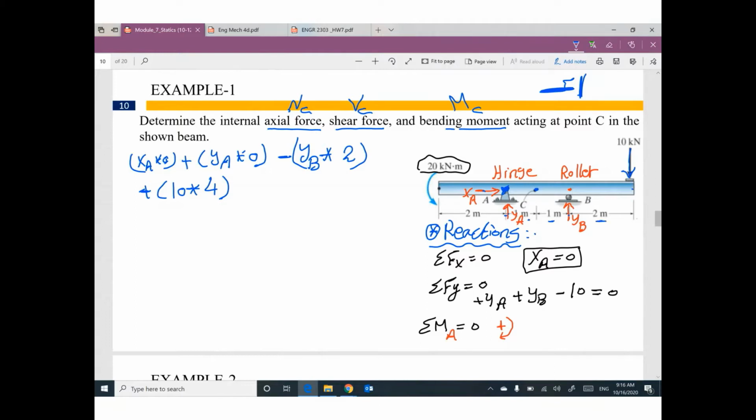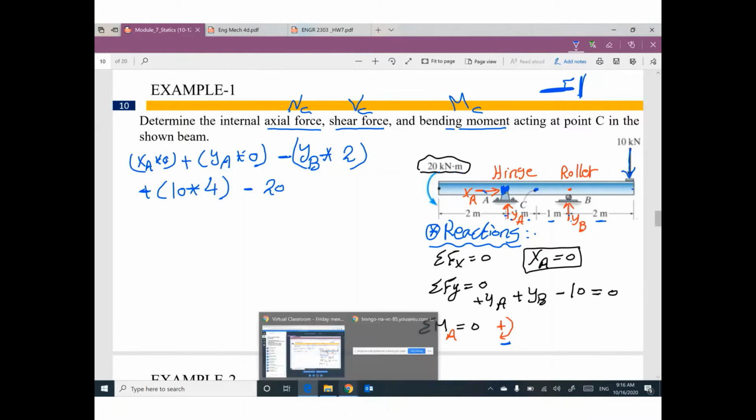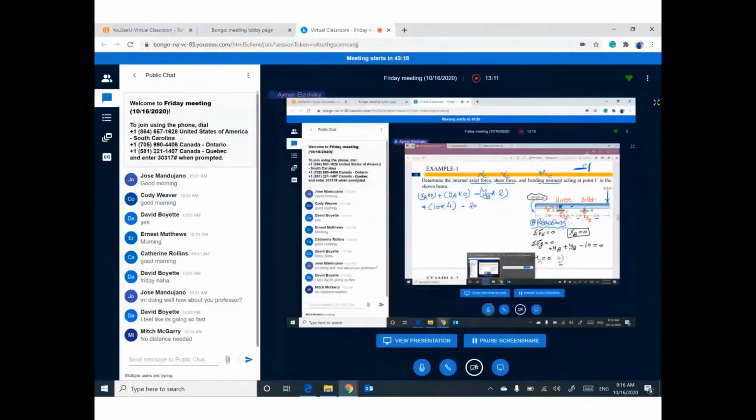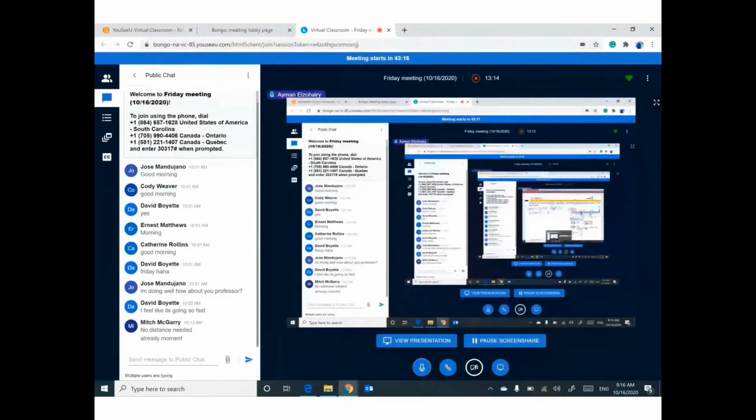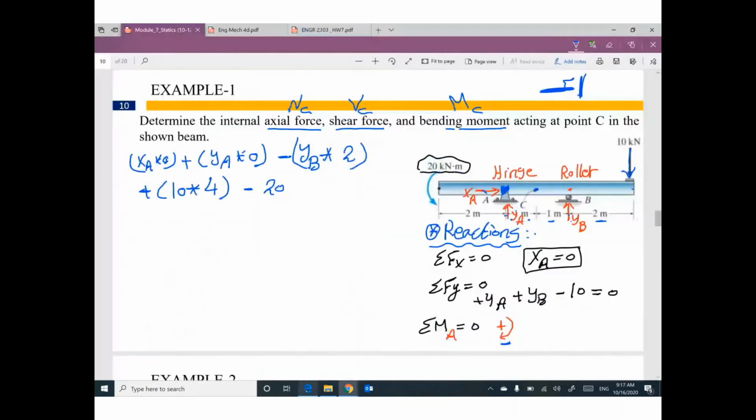What else? Please don't forget any. You included XA, YA, YB, and 10. What about 20? You have to include everything. 20 will be negative. It's opposite to your assumed positive direction. Can anybody tell me what is the distance between 20 kilonewton meter and point A? What is the distance in between? Any answer? 20 is a moment.